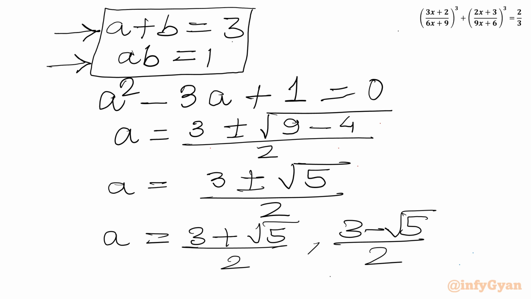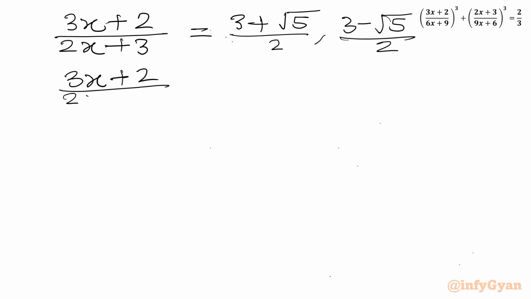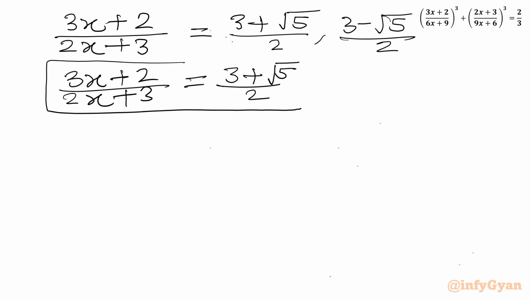And a was our substitution, if you remember. This was our a. Let us write and solve. I will write here 3x plus 2 over 2x plus 3 equal to 3 plus root 5 over 2, or 3 minus root 5 over 2. So I can write 3x plus 2 over 2x plus 3 equal to 3 plus root 5 over 2. Let us solve this equation first.